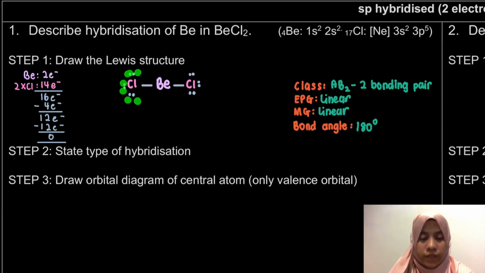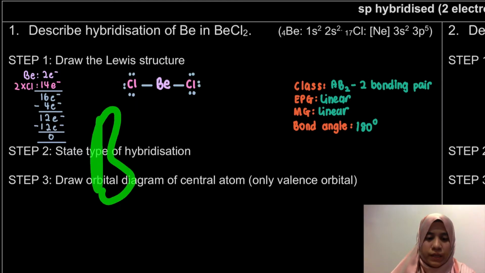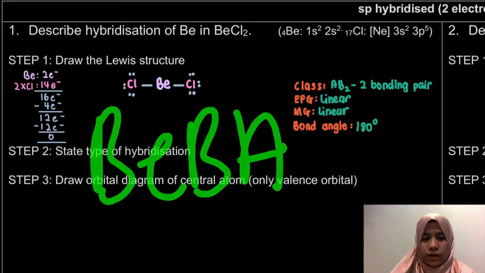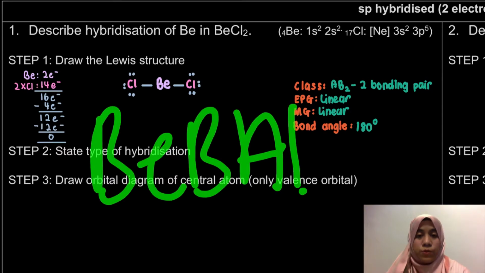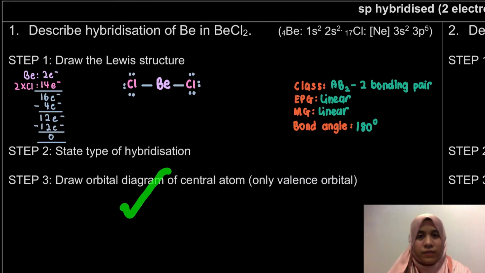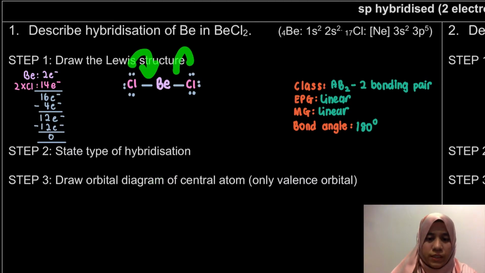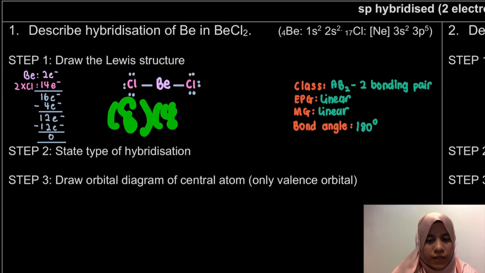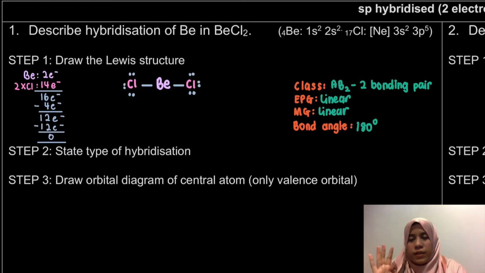Then the rest of the electrons we have to fill in the terminal atoms first. For beryllium, this is the case of an incomplete octet, so there's no need for you to share the electrons to give it an octet, because here 8, here 4, here 8. It's fine. Beryllium is okay to have an incomplete octet.